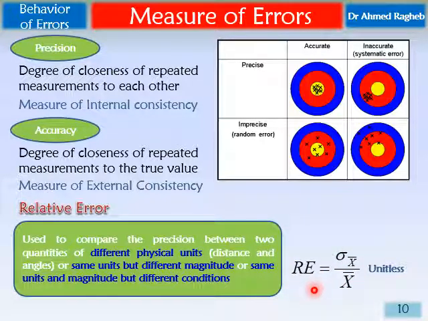Example, if you have someone having a relative error of 1 to 10,000 and one having a relative error of 1 to 8,000, then the 1 to 10,000 is more precise than the one with 8,000, because he will have an error of 1 in every 10,000 measurements. On the other hand, the other person will have an error of 1 in only 8,000 measurements.